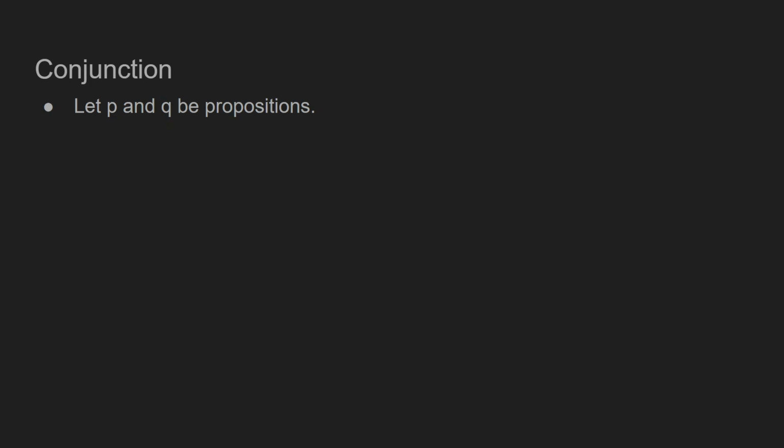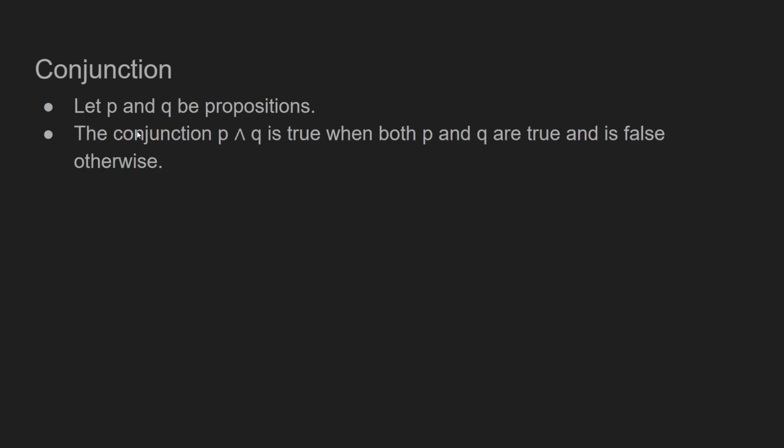As we said, conjunction, disjunction, exclusive OR are something like a compound sentence. So we need at least two propositions, like two simple sentences. Let P and Q be propositions. The conjunction P and Q is true when both P and Q are true and false otherwise. Let's check some examples.